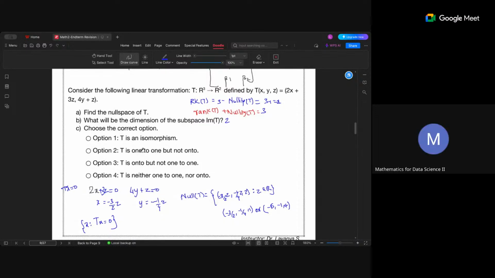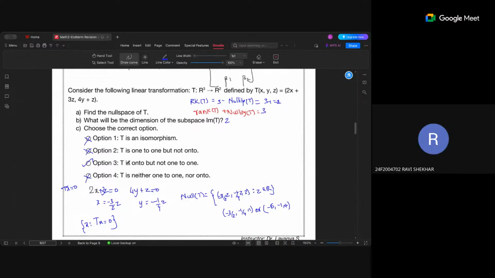Now can you choose the correct option? Can T be an isomorphism? No, it cannot be an isomorphism. What about 1 to 1? Is it 1 to 1? It has a non-zero element in the null space, so no, it cannot be. Is it onto? Yes, onto, because the dimension of the image is 2, and the codomain is R2. So this is onto, but not 1 to 1.